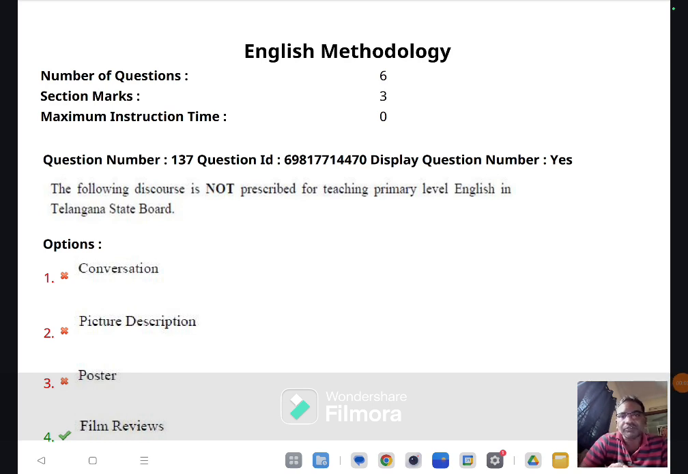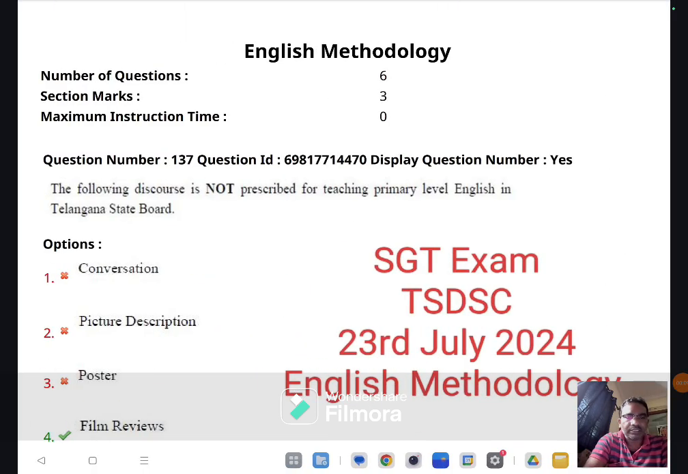In this video I am going to explain the English methodology questions given in the SGT exam. It's a part of a DSC exam conducted by the Telangana government. It happened on 23rd July 2024. There are 6 English methodology questions for 3 marks. Especially these questions are given from English methodology.